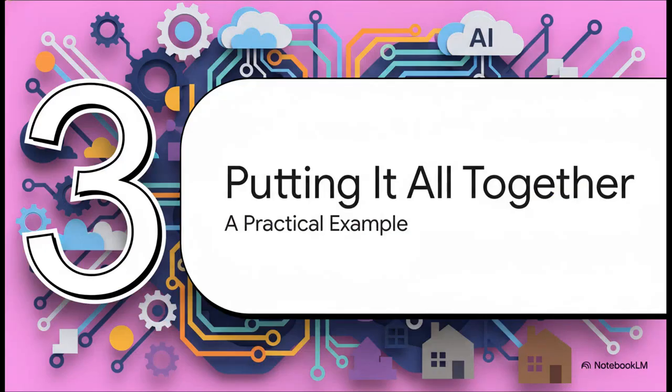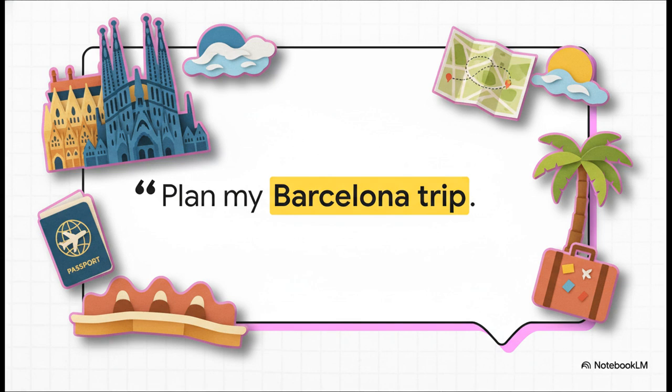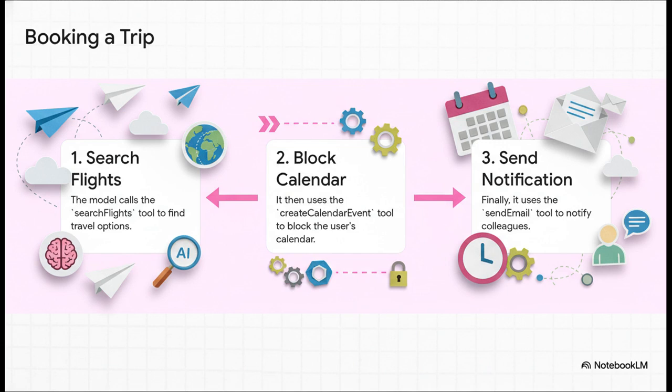Okay, so we've looked at all the individual building blocks. Now let's see how they all come together in a pretty seamless way with a simple, practical example. It all starts with a simple request from you. Something natural and conversational, like plan my Barcelona trip. And just like that, the AI has its mission. And this is where you can really see how it works. First, the AI figures out it needs to find travel options, so it calls the Search Flights tool. Then, to make sure you've got the time booked, it uses the Create Calendar Event tool. And finally, it uses the Send Email tool to draft up a quick out-of-office message for your team. It's a whole chain of actions, all powered by different tools working together.